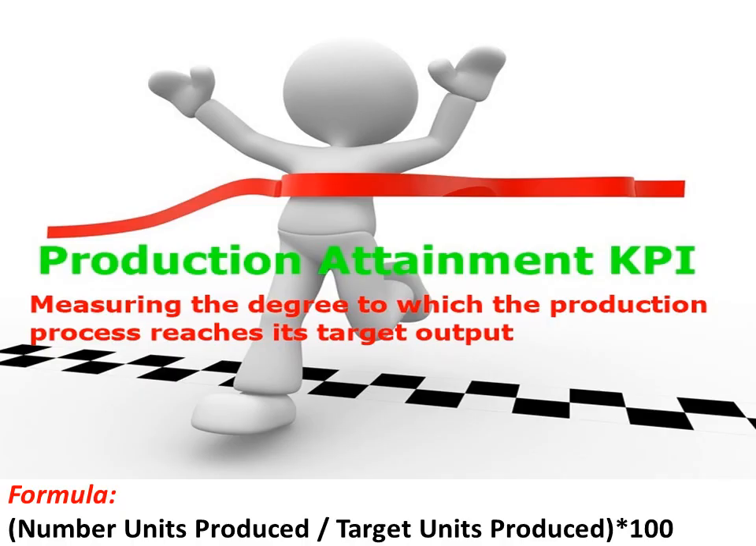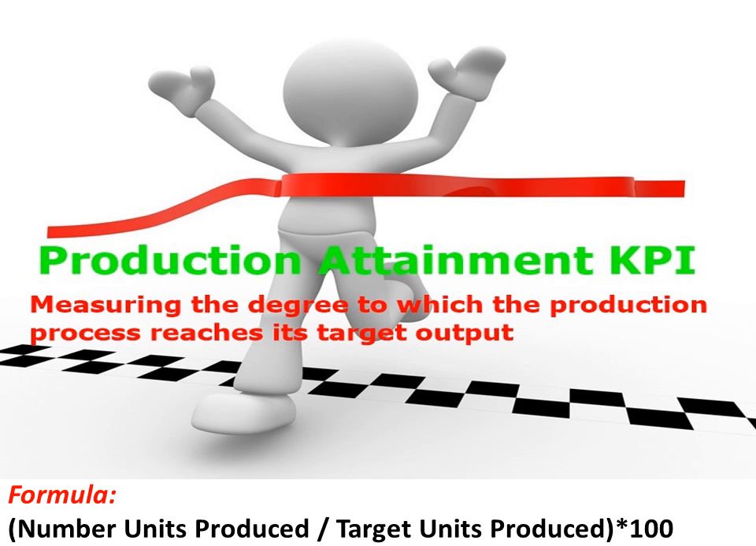Another KPI of production is the production attainment, or actual production versus the target production ratio. Measuring the degree to which the production process reaches its target output is known as production attainment. This KPI can indicate a potential issue with the machinery, planning, or defects that negatively impact the rate of production. The aim of this KPI is to improve the rate while also saving cost and gaining quality benefits.